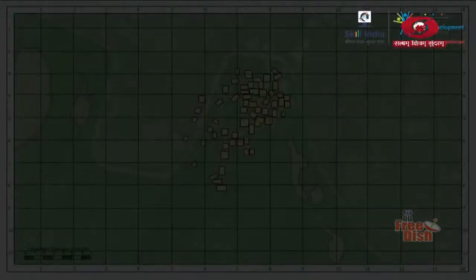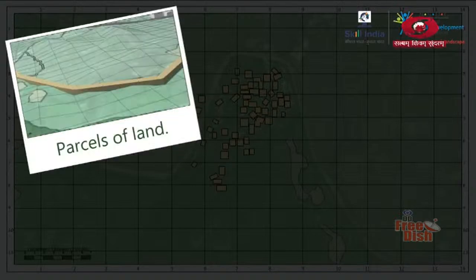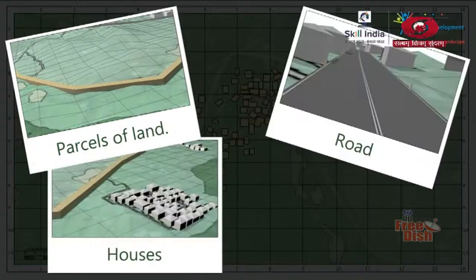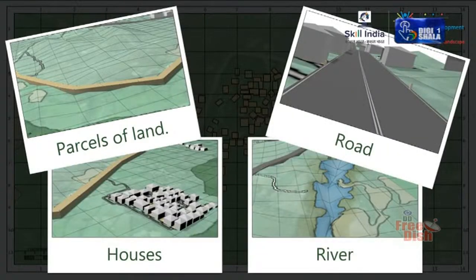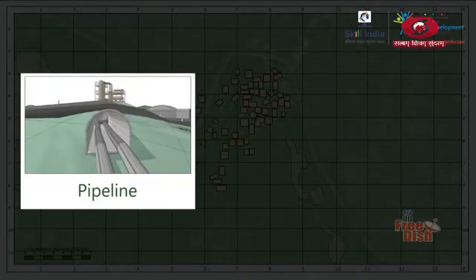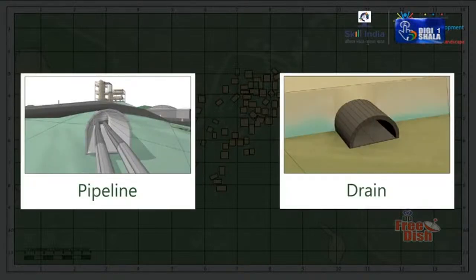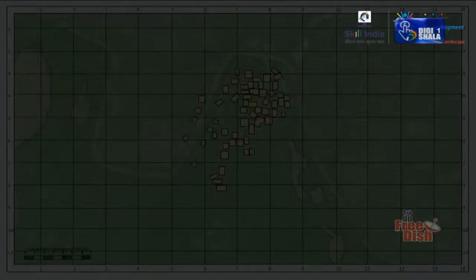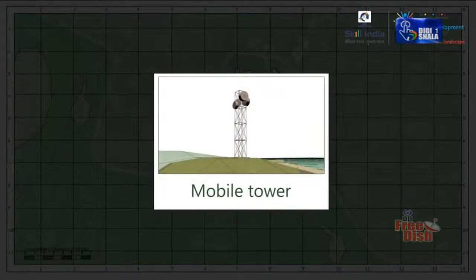Some of these things are on the surface. For example, look at these parcels of land. Also, look at these roads, houses, and rivers too. Some are below the surface of the earth. For example, the pipeline's drainage or water are below the surface of the earth. Similarly, there are a few things that are above the surface of the earth. For example, the tower on the hill. Aren't they above the surface of the earth?